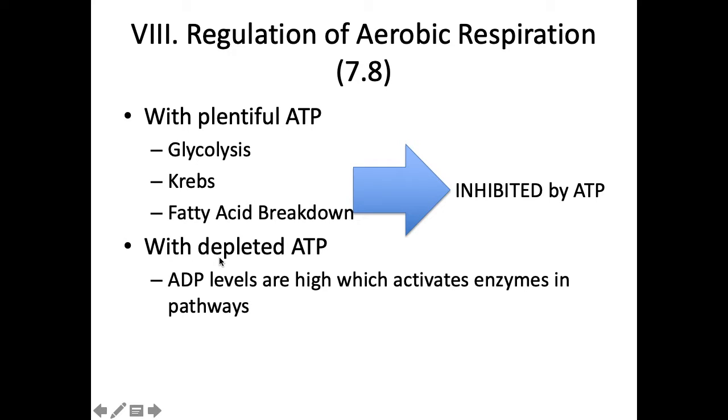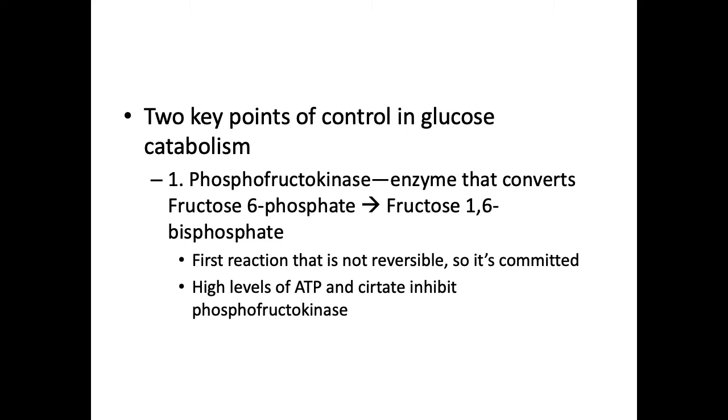With depleted ATP, that means we have high ADP levels, and that activates the enzymes and the pathways to turn on and start the process so they can make ATP. Now, there are two key points of control in glucose catabolism, breaking down glucose. The first one is phosphofructokinase, the enzyme found in glycolysis that converts fructose 6-phosphate into fructose 1,6-bisphosphate. So it slaps a phosphate on the first carbon of fructose.